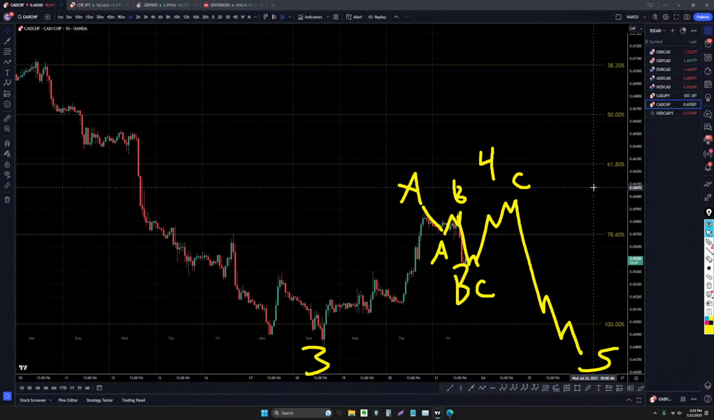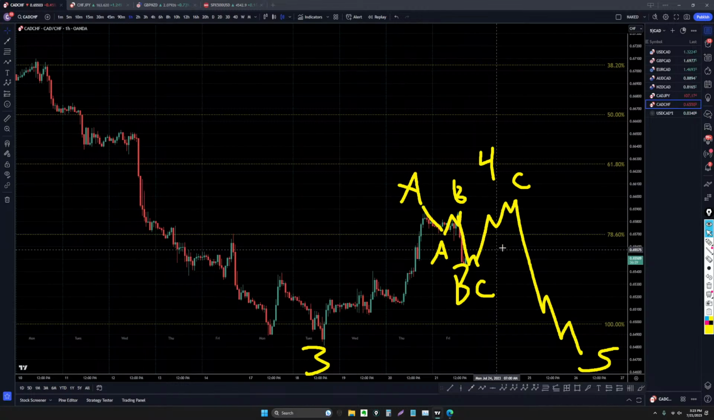I hope everybody, as always, has a good weekend, and we have a couple hours left in the New York session, so definitely keep an eye on these dollar pairs.